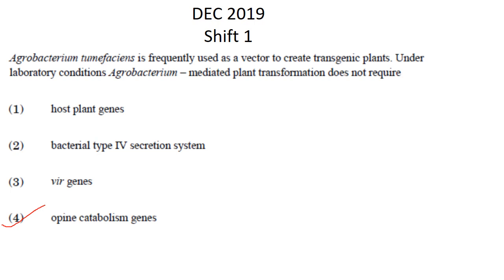Under laboratory conditions, Agrobacterium mediated plant transformation does not require which of the following: host plant genes are required, bacterial type 4 secretion system is also required, Vir genes are required, but opine catabolizing genes are not required. So answer is option 4.